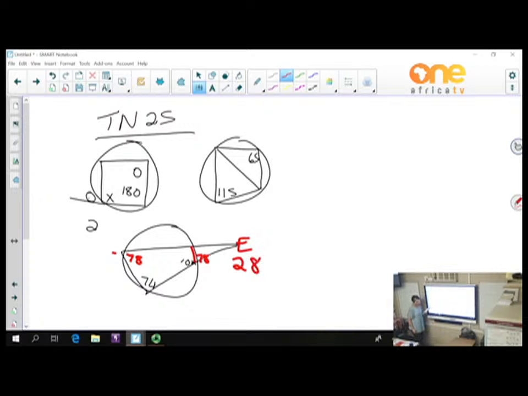And then the last one is DCE. So if that one is 28, this one is 78, then my last one is 74. 74 degrees. A cyclic quadrilateral. Right, let's turn around.